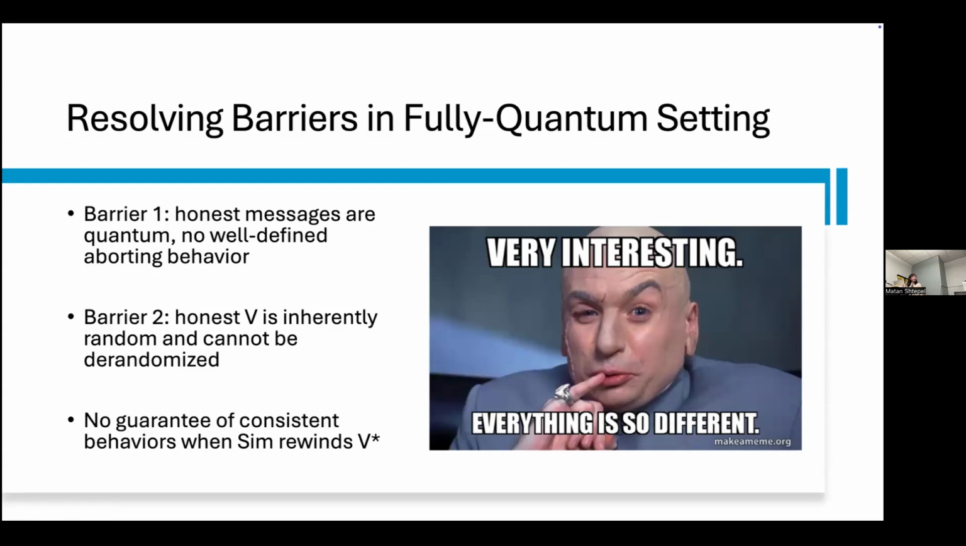So this leads to the barriers in the fully quantum setting. First, barrier 1: honest messages are quantum, so there is no well-defined aborting behavior. What does it mean to evaluate a hash function on an arbitrary quantum state? Barrier 2 is that the honest verifier is inherently random and cannot be de-randomized, and a lot of the analysis doesn't go through.